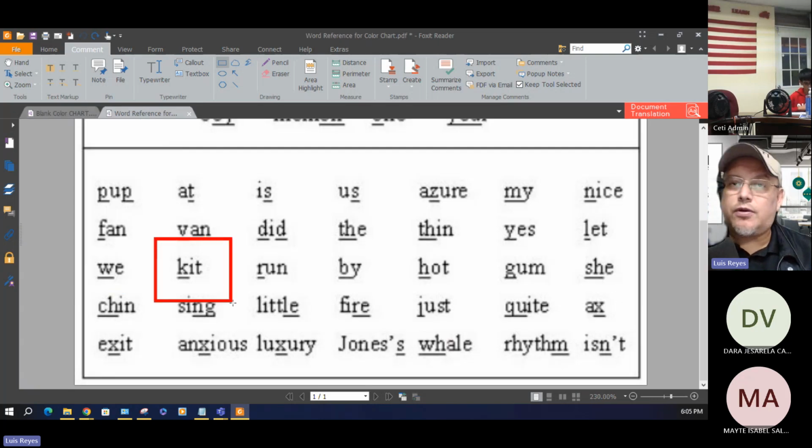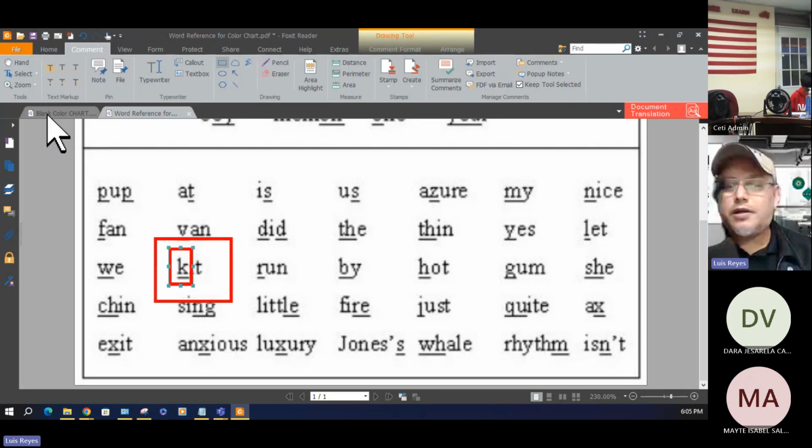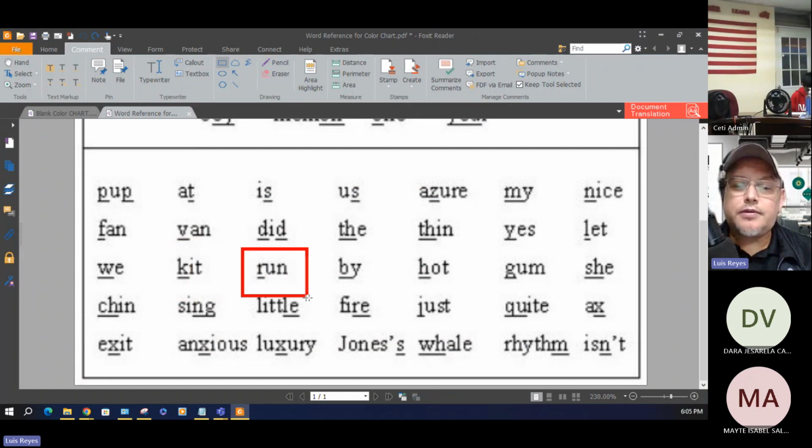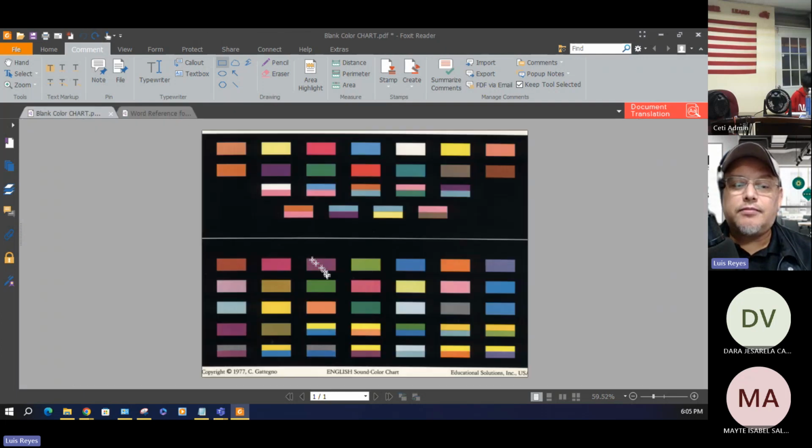Kit is the word, kit. The sound is k. That is the same sound we have here in yellow in the same position, k. Then we have run, the word run, the sound r. And that is the same sound we have here in orange, r, in the same position.